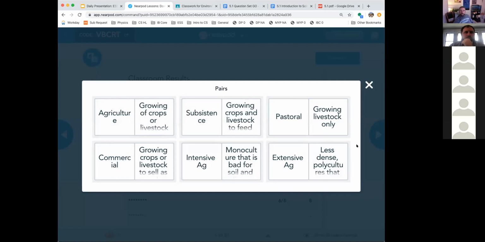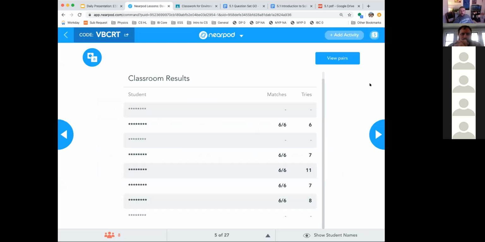So real quick, the one that we didn't talk about: intensive versus extensive agriculture. Extensive agriculture is less dense polyculture. Extensive meaning it extends. So you can think of it as big, where you don't pack things in and you have a lot of different crops. And then there's intensive agriculture. That is like your corn, your wheat farming, where it's just one crop. And it's typically bad for the soil.